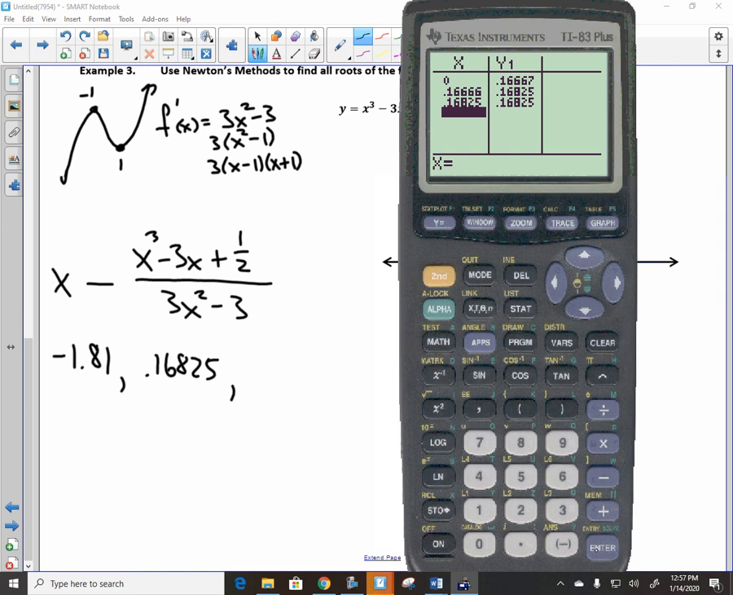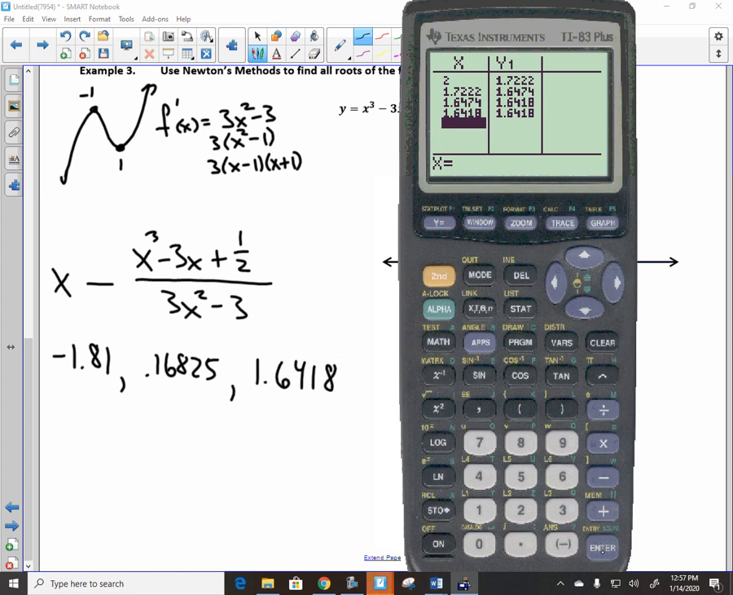Now I need to guess something to the right of 1. What would you like to guess? So I go back up here, and I guess 2, I get 1.722. I get 1.6474. I get 1.6418. And it looks like 1.6418.